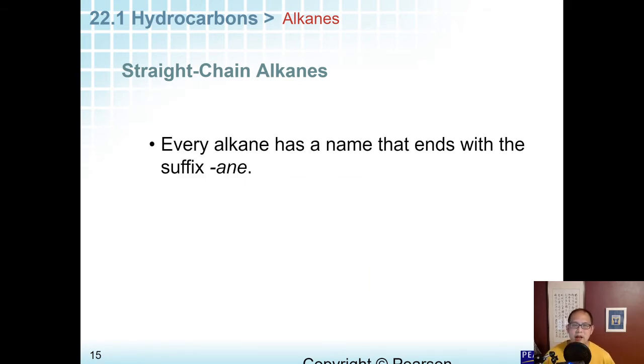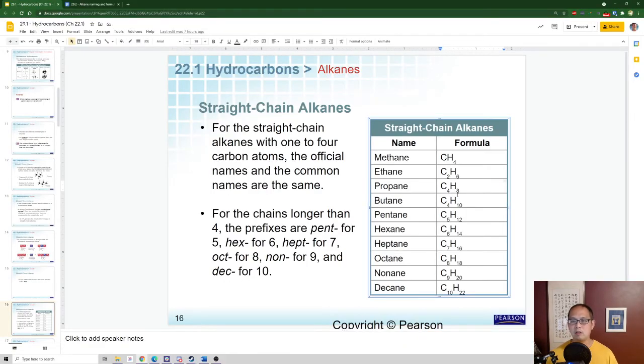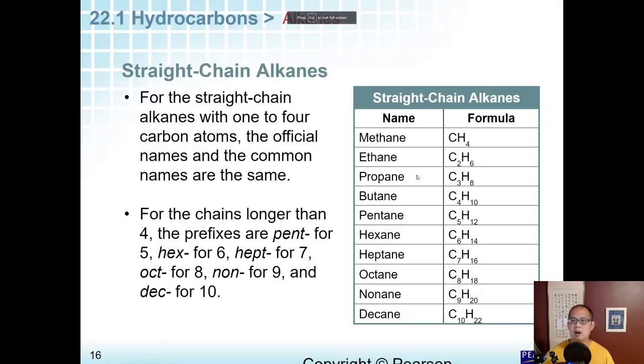All right, so like I said, every alkane has a name that ends with the suffix -ane. If you were in organic chemistry and it wasn't the end of the year, you would have to memorize these. The first four are weird. Methane is 1 carbon. Ethane is 2 carbons, C2H6. Propane is 3 carbons, C3H8. Butane is C4H10. So look, every time we're adding 1 carbon: methane is 1, ethane is 2, propane is 3, butane is 4. Those 4 are weird.